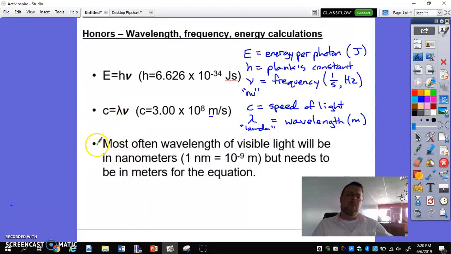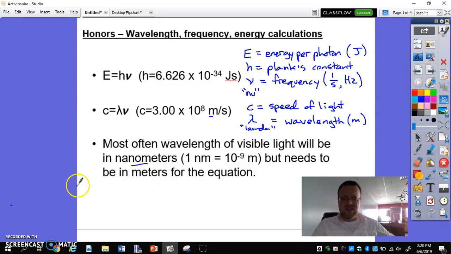Now, most of the time, if you're working with visible light, wavelengths are in nanometers. Now, nanometers, the prefix nano means one billionth. If you were to put that into scientific notation, a billionth is 10 to the negative 9th power. That's 0.00, lots of zeros before you get to that first one.